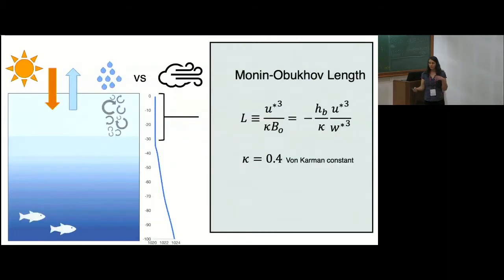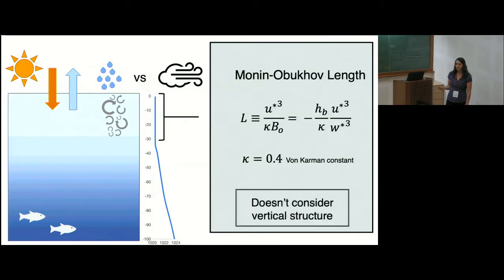The relative importance of buoyancy forcing and wind forcing can be captured in the famous Monin-Obukhov length scale, which is based on u* and w* and includes the von Karman constant. This basically says, given a certain amount of wind and buoyancy, you can estimate what the length scale of turbulence should be in the water. This has been an important application for both ocean and atmosphere boundary layer dynamics. But the subtle thing is that it doesn't take into consideration the vertical structure of the water column. So why should that matter?